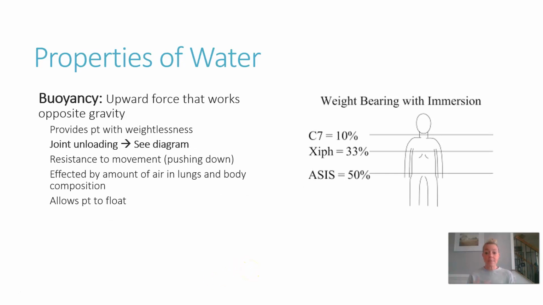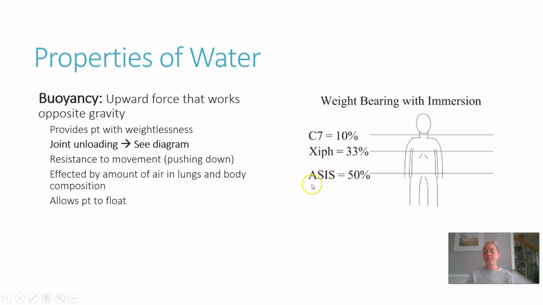So there are three major properties of water that we are going to use to our benefit in aquatic therapy. The first of those is buoyancy, and that's the upward force that works opposite gravity. So again, the biggest benefit of this is going to be the joint unloading. You can see in this picture here, this is weight bearing with immersion. This is actually directly from your book.